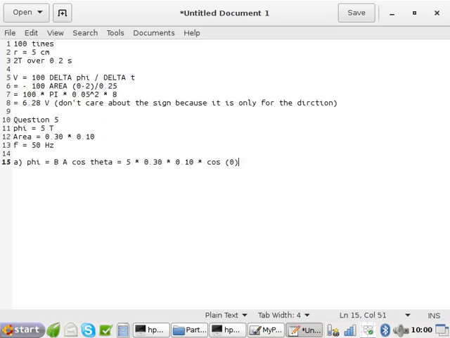Because the theta, you can check the last lesson, is the angle the normal makes with the field. And the field is going this way, and the normal is also this way, so the theta is 0. Okay, so what answer do you get here then? Is it 0.15?